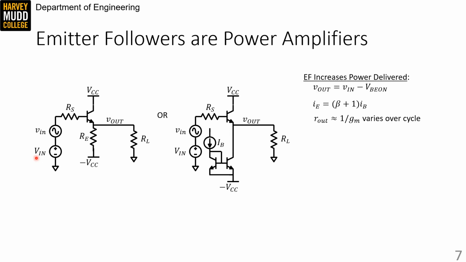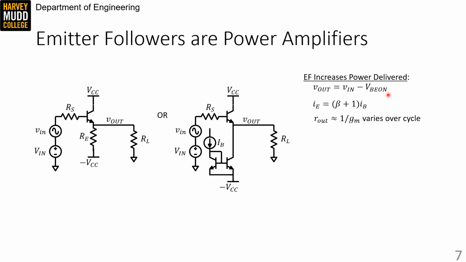Emitter followers have a small Rout value, so we might have an instinct that they'll be good power amplifiers based on the max power transfer theorem. We need to do some large signal analysis to confirm that suspicion. First, we note that Vout is just our total signal Vin minus VBE on. That means the amplitude of the output voltage waveform on Vout is the same as the one on Vin.